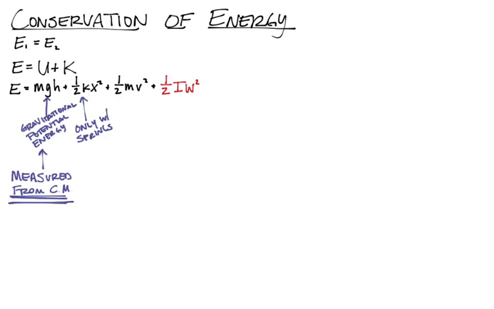1/2 kx squared is only for springs. That's it. Anytime you have a spring and that spring gets compressed or decompressed, you're going to have to talk about spring potential energy. No springs, no spring potential. Problem solved.